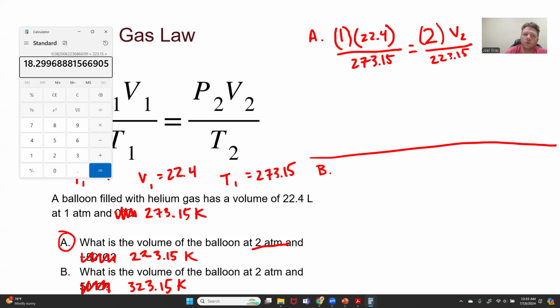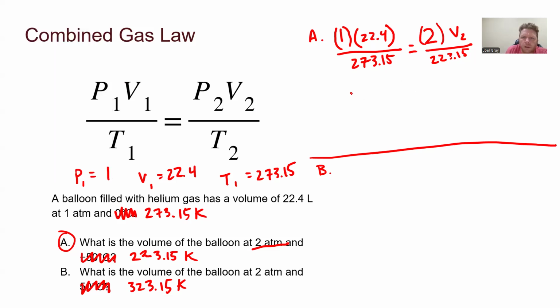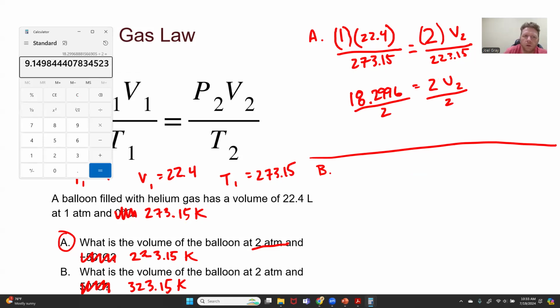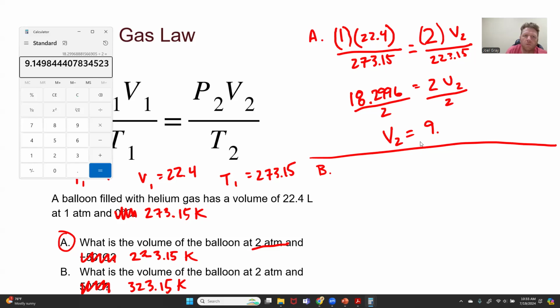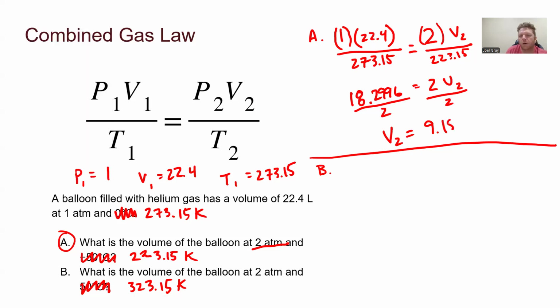So now I'm going to divide this by 2, because effectively what I've got is, actually I'll write it out, 18.2996 equals 2 V2, divide by 2, divide by 2, and I get V2 equals 9.149 or 150, I'll call it 9.15. And that is the new volume. So effectively what that tells us is if we see the pressure increase and our temperature decrease, our volume decreases.